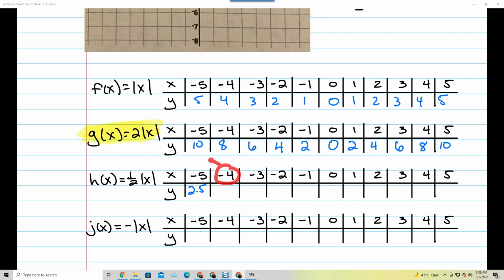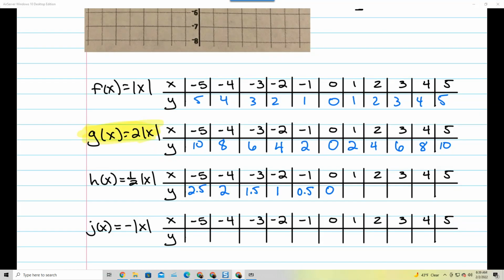Next one, I'm going to take the -4 and substitute it in here. Absolute value of -4 is 4. So now I'm taking 4 times a half. Remember, that's half of 4. Half of 4 is 2. And if I continue doing this, -3 turns into a +3. Half of 3 becomes 1.5. Then I get 1, 0.5, and 0, because half of 0 is 0.